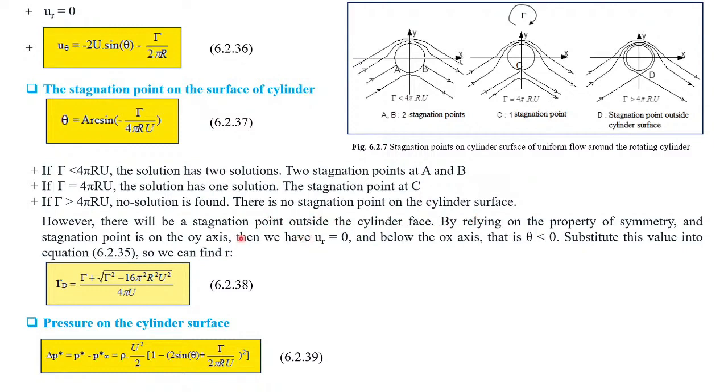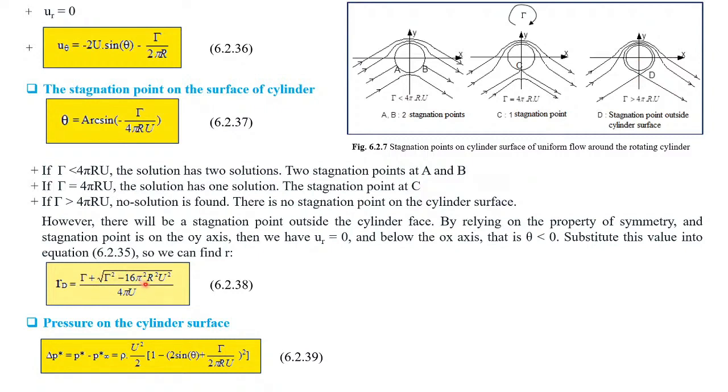But we can find the destination outside of the surface of the cylinder at D here. In the case where R is greater than 4 pi RE, we get the destination point D here. And I give you the formula to calculate RD, the distance from O to D, RD here. Use this formula.